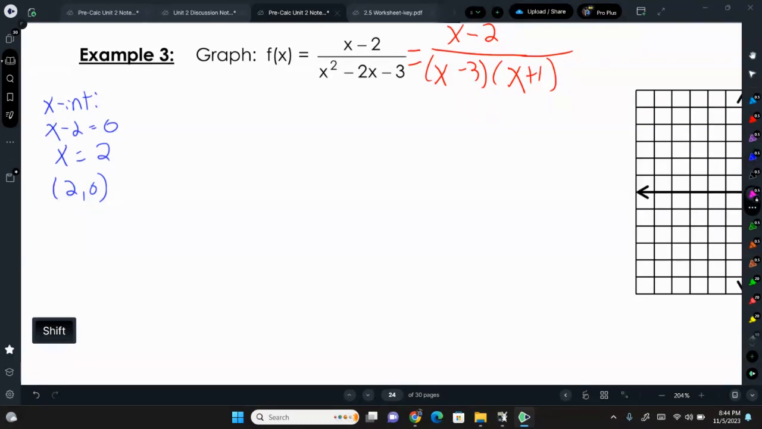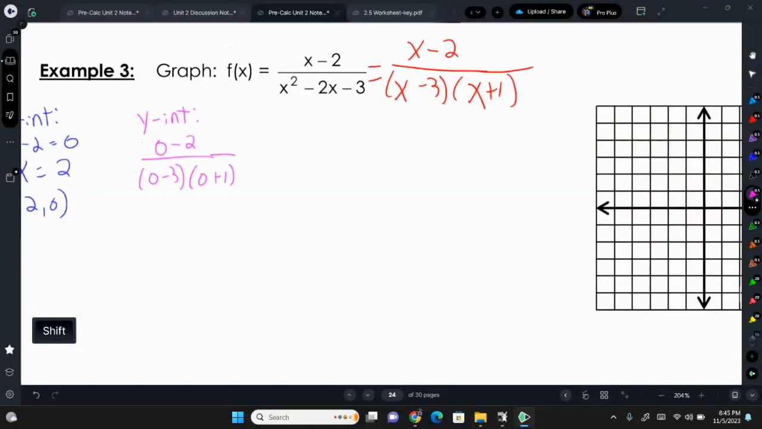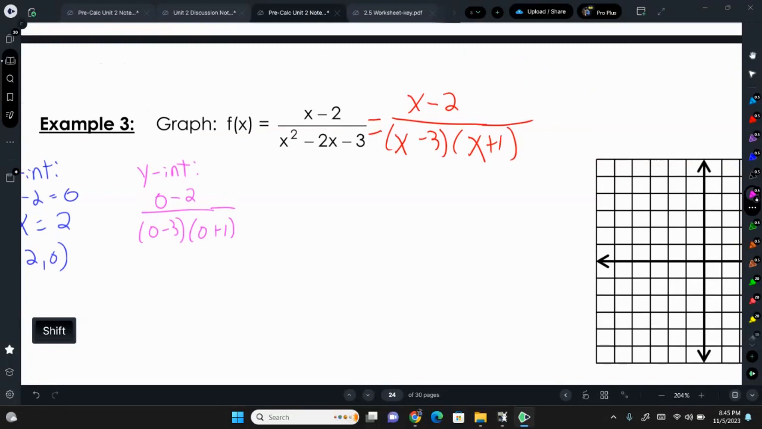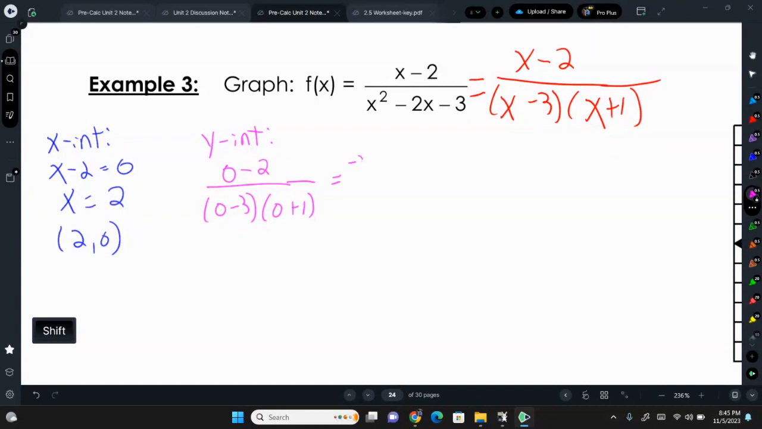Then our y-intercept. For our y-intercept, we're going to substitute 0 in for x. So 0 minus 2 over 0 minus 3 times 0 plus 1. You could substitute it into the original one, the unfactored one. We always use the factored one for everything else. I just decided to use it for this one as well. So we get negative 2 over negative 3. So 0 comma positive 2/3 is our y-intercept.